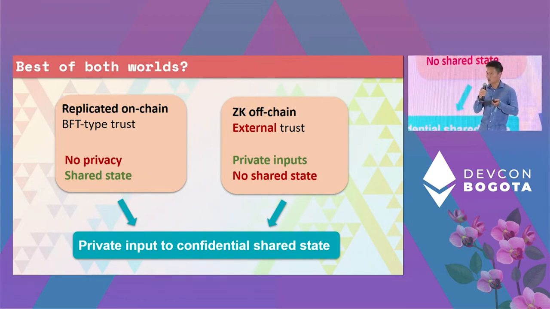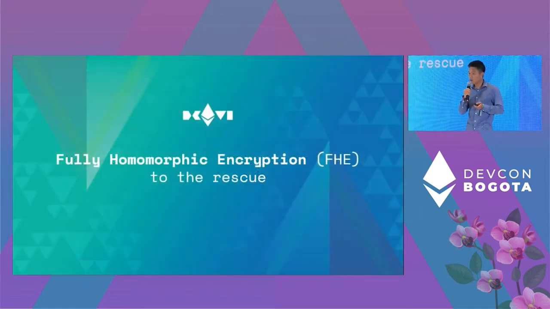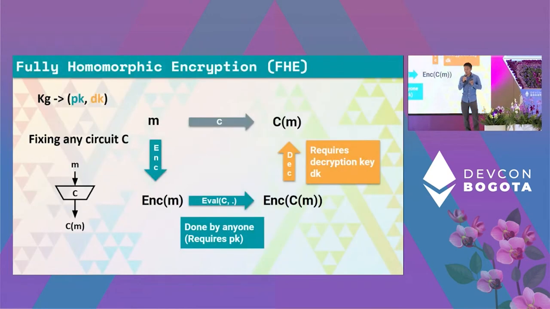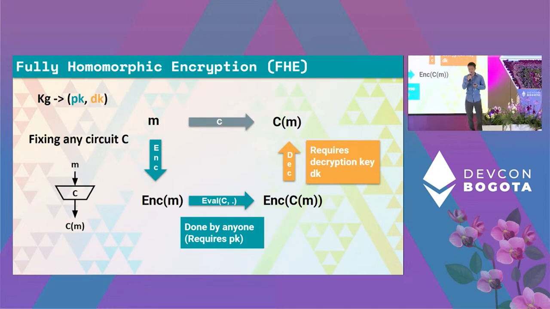So how do we get confidential shared state on a blockchain? The answer is fully homomorphic encryption, or FHE for short. What is homomorphic encryption? This is a brief intro to cryptography. This thing is called a commutative diagram. Suppose there's a message, and fix a circuit C here. We can compute the circuit on a message to get C of M. That's this arrow over here. An FHE scheme allows you to do this, but with three different steps.